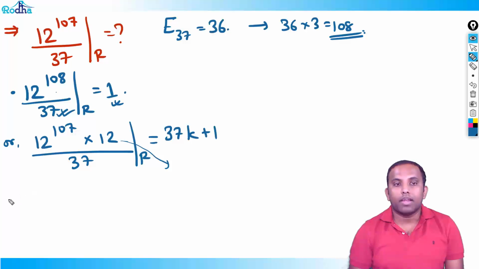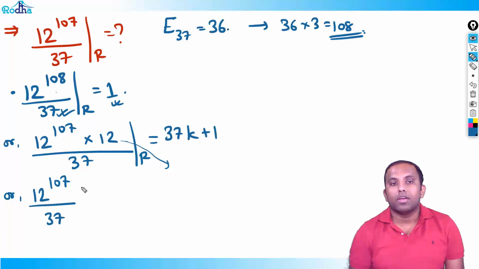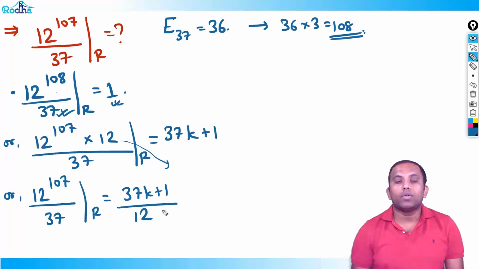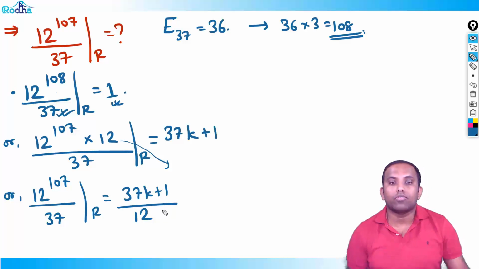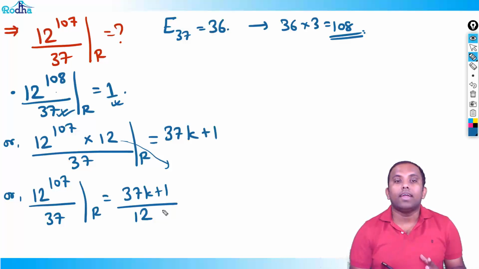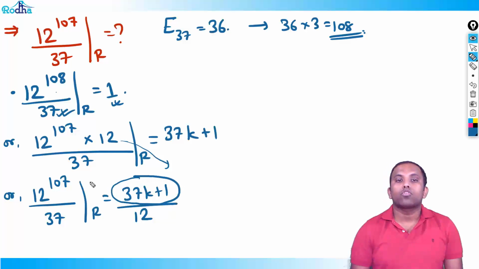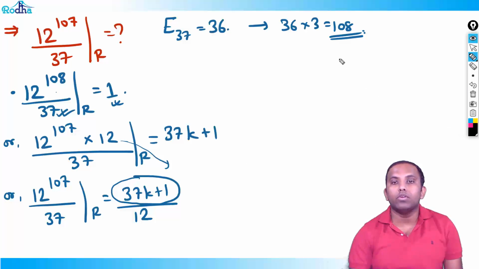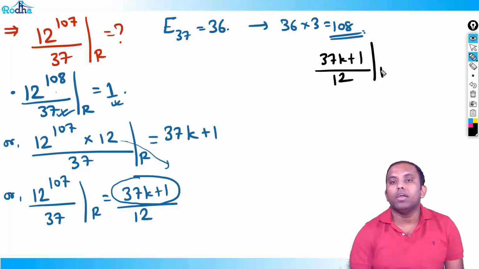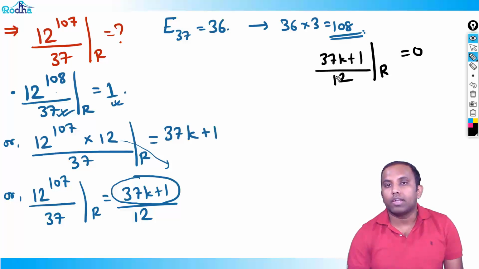That basically means that for 12 raised to 107 by 37, the remainder is 37k plus 1 divided by 12. So at what value of k will this numerator be divisible by 12? Again same thing I'll do. 37k plus 1 should be divisible by 12, that means the remainder should be 0.